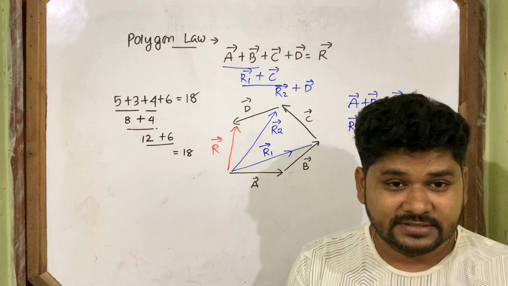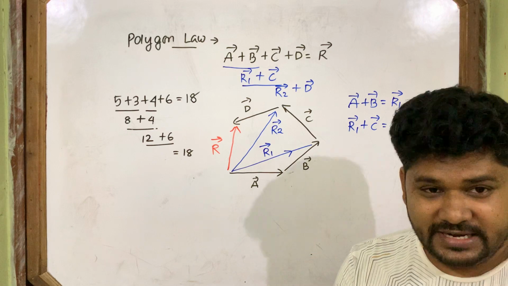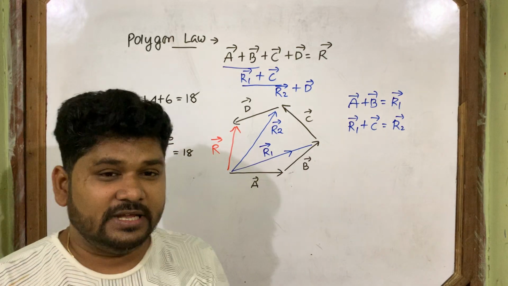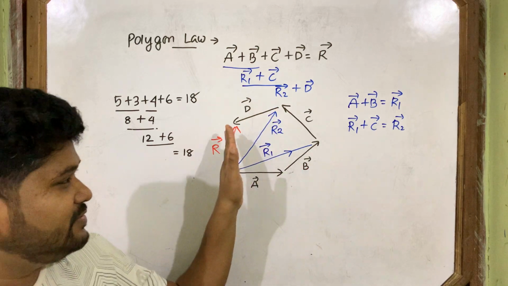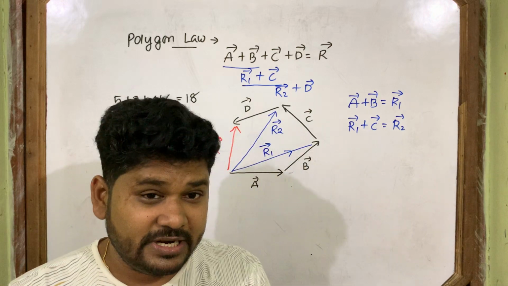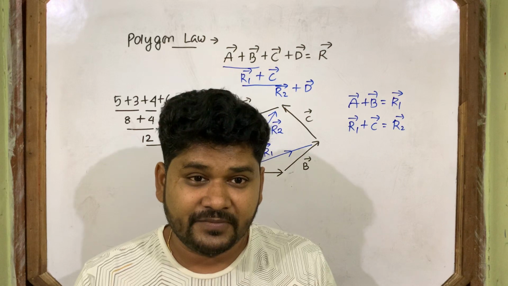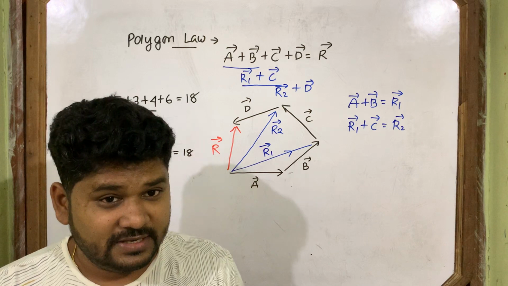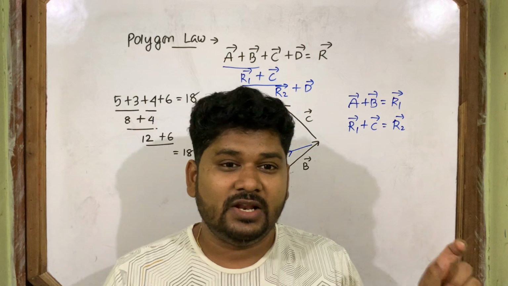So now you got it. What actually you did? Did you add 4 vectors at a time? No. You add 2 vectors using triangular law and you repeat this process and at last you got the final result. Can I say the concluding statement here? Polygon law is nothing but repeated triangular law. Again I am repeating. Polygon law is nothing but repeated triangular law.